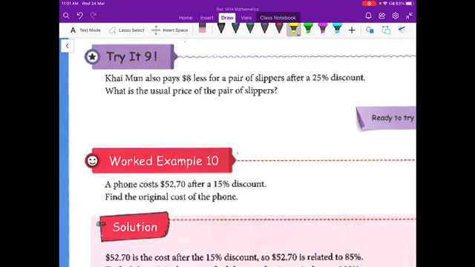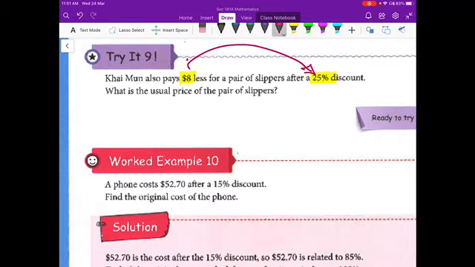Let's try this now. We do it together as a class. The same person pays $8 less for a pair of slippers after a 25% discount. We need to understand the question, need to understand the sentence. Not difficult. It is never meant to be difficult. So let's see. $8 less. Sounds like a discount, right? She paid less money. How much did she pay less? $8. That is the discount. What is the stipulated discount? That is 25%.